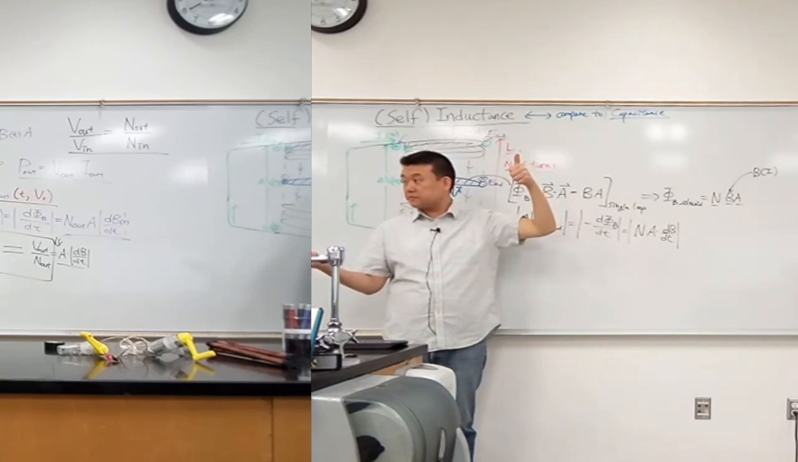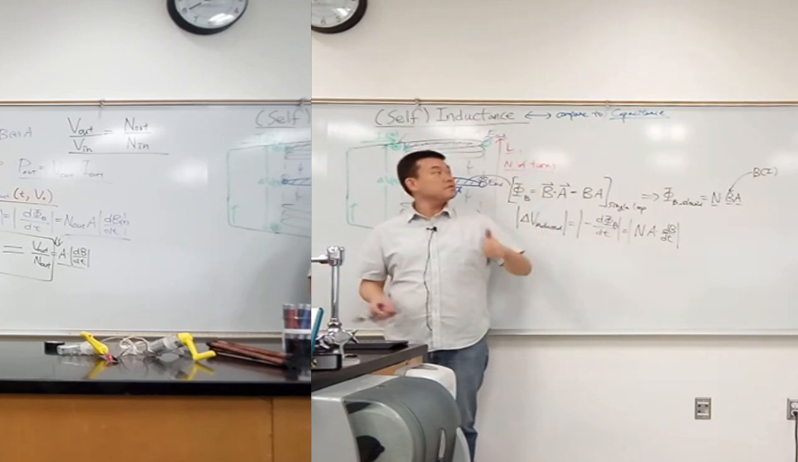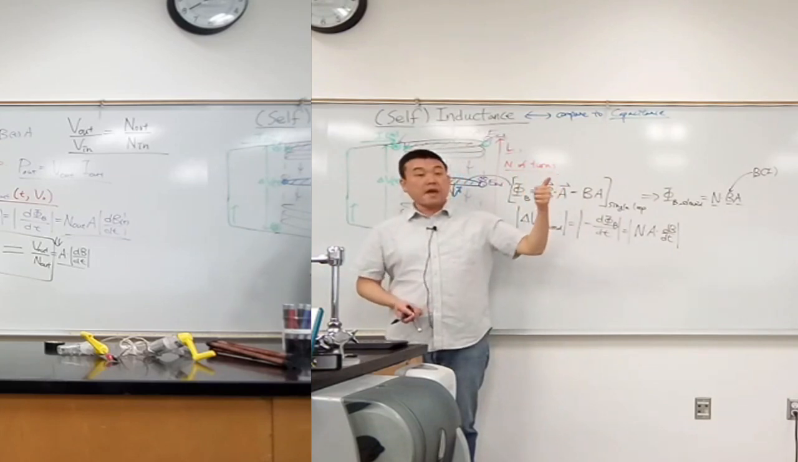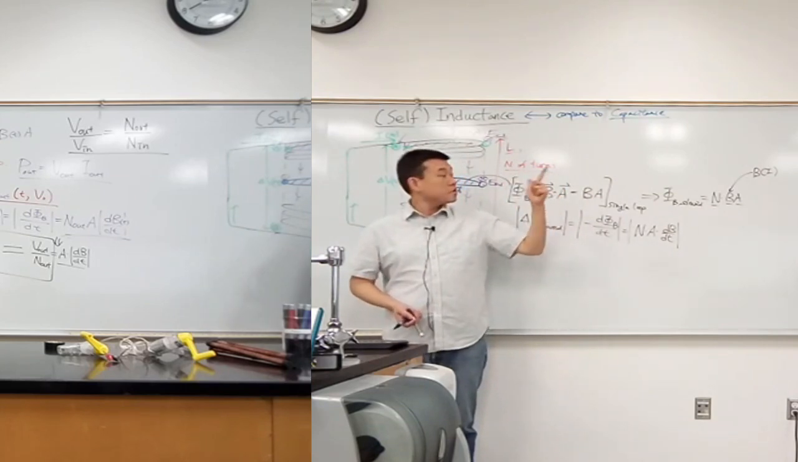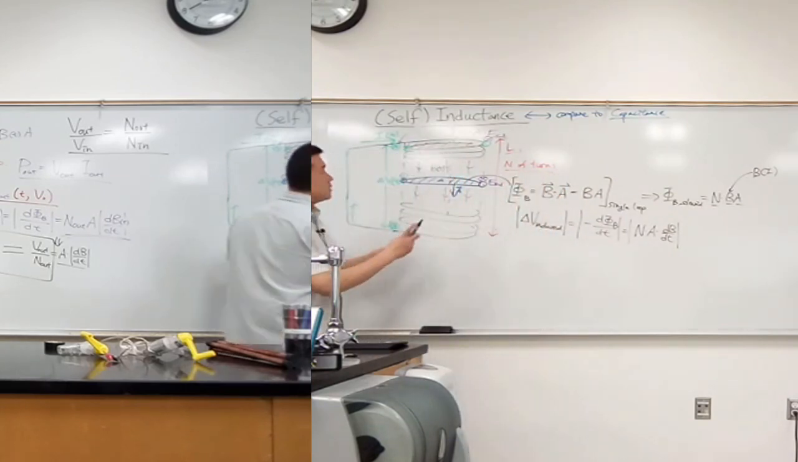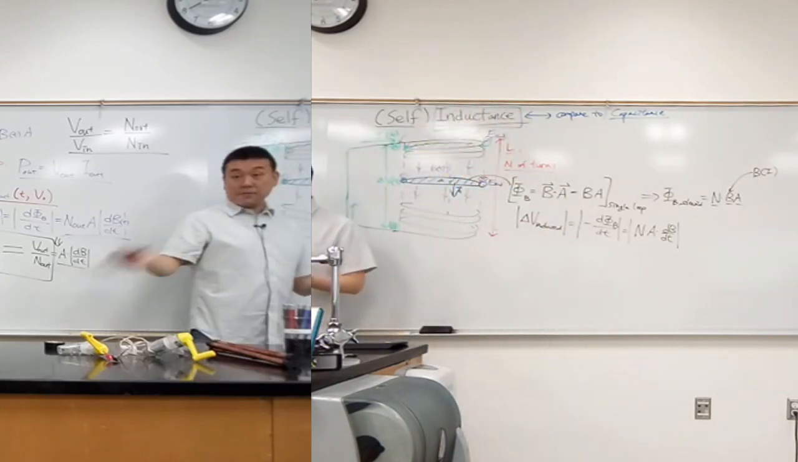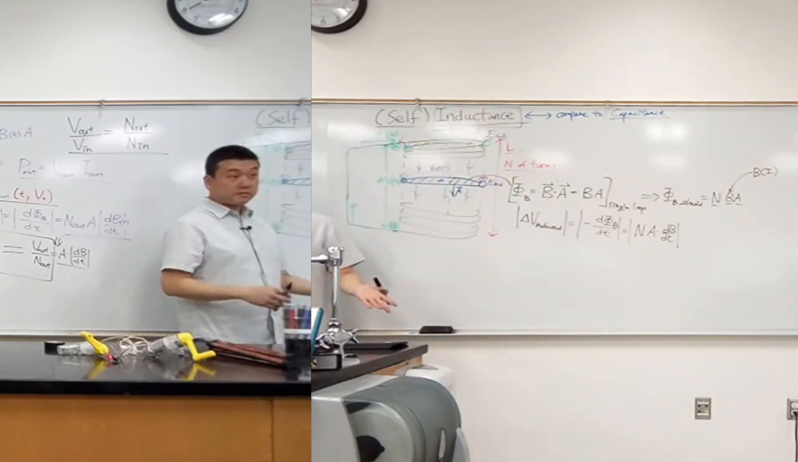There are no loops in a capacitor. So it's just geometry. The things that determine capacitance are the geometry and physical constants. So we want to define inductance in a similar way, where inductance only depends on geometry and physical constants.